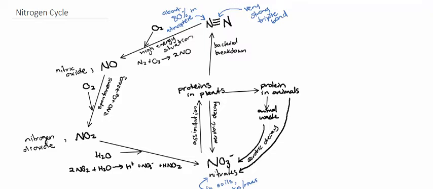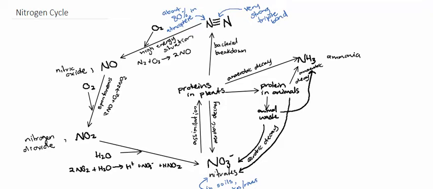If, however, our animals, animal waste, or plants undergo anaerobic decay, the decomposition product will be ammonia. The ammonia will undergo bacterial oxidation and also be converted back into nitrates. So we can see nitrates are very central to the nitrogen cycle.